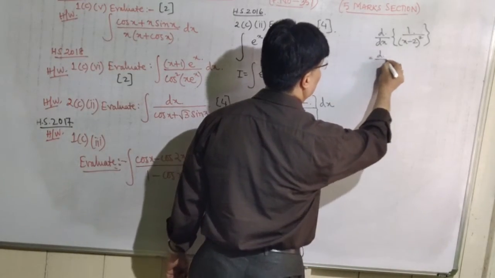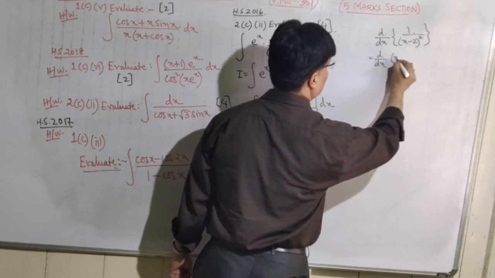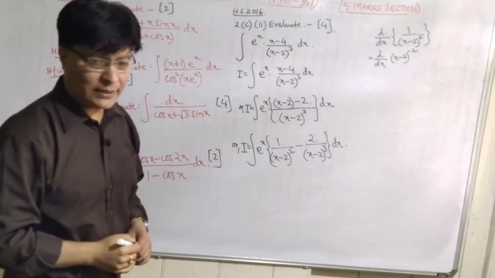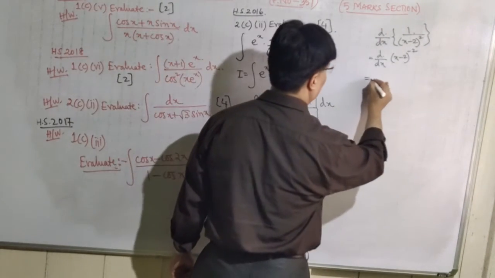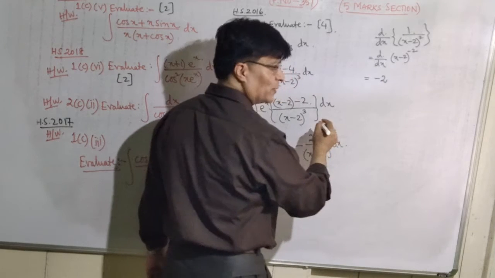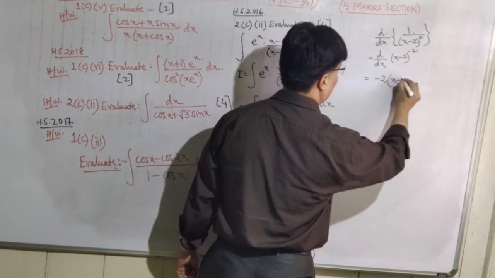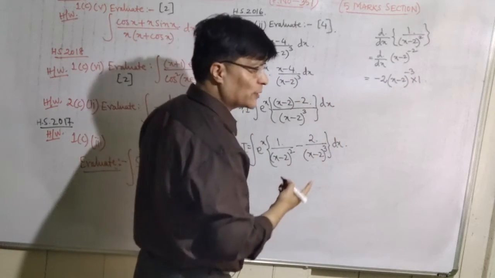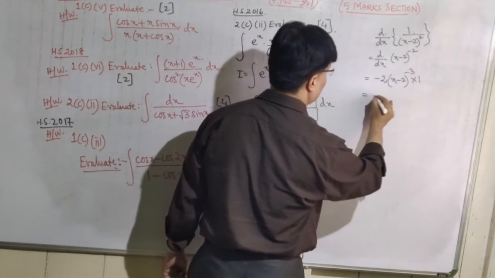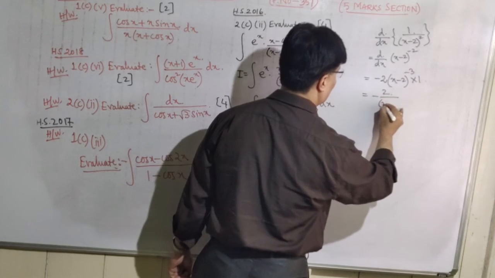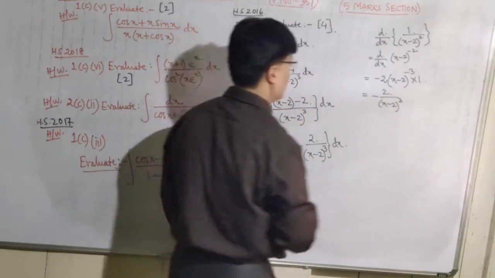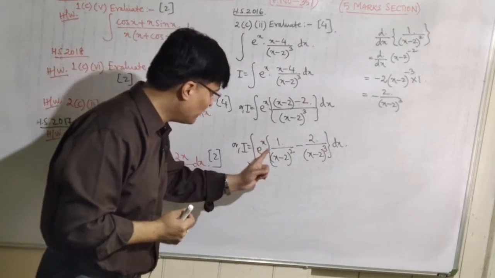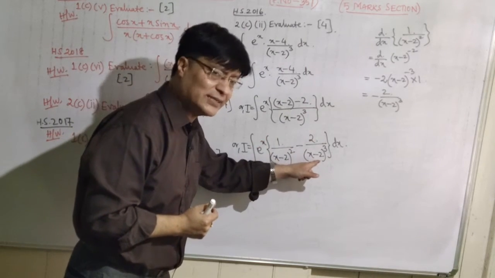So this is equal to d/dx of (x - 2)^(-2). Okay. So what is this differentiation? Minus 2 becomes the coefficient. Then (x - 2)^(-3) into the derivative of x - 2 with respect to x, which is 1. So this is equal to -2 / (x - 2)^3. That means we are getting the second term. If you differentiate the first term, we are getting the second term.